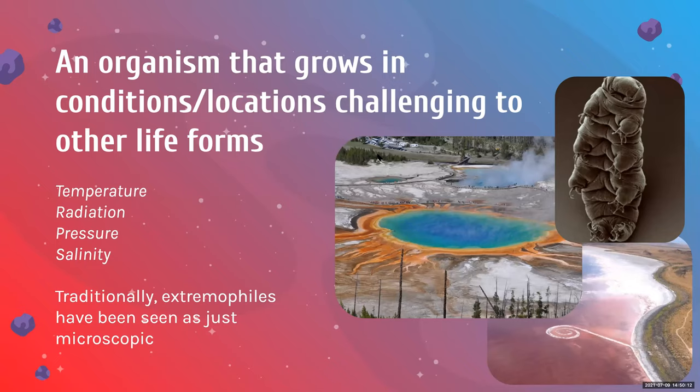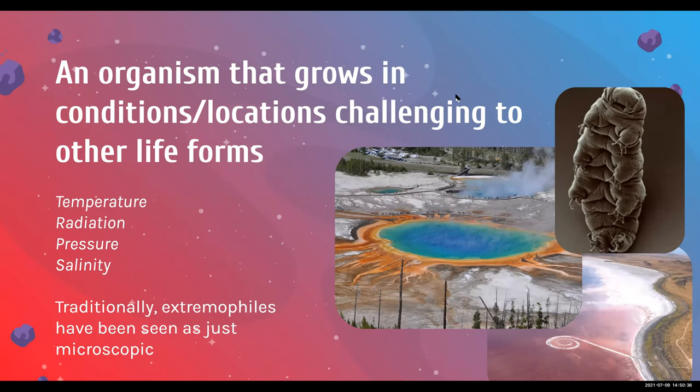Just to review, an extremophile is an organism that grows in conditions or locations that would be hard for other life forms to exist in. These conditions could be anything related to temperature, radiation, pressure, salinity, acidity, a bunch of different stuff. You are probably familiar with a few bacteria like this, and tardigrades specifically, and they're very cool. But the one thing all of these organisms have in common is that they are microscopic. We need a microscope to see them, and that's what a microbe is, right?